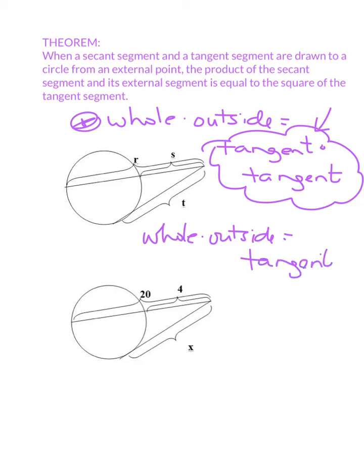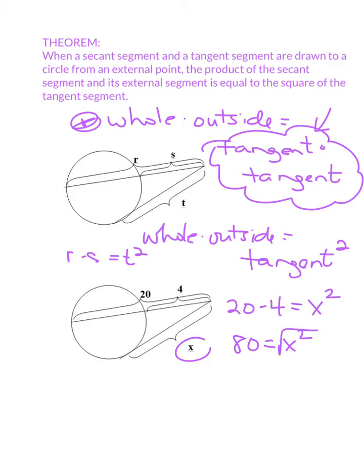A lot of students forget to square and they just use the tangent value itself, so we have to be careful. So in our first diagram, the whole is R times S is equal to our tangent squared. In our second example, we have the whole part of our secant segment is 20 times the outside is 4, and then my tangent is x, so I'm going to square that, so I have x squared. So I have 80 is equal to x squared.